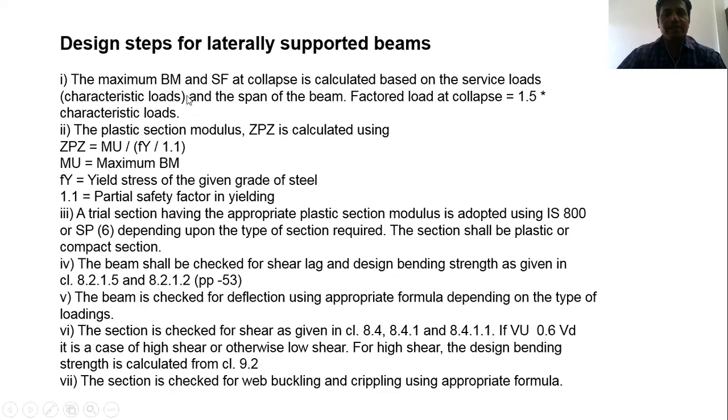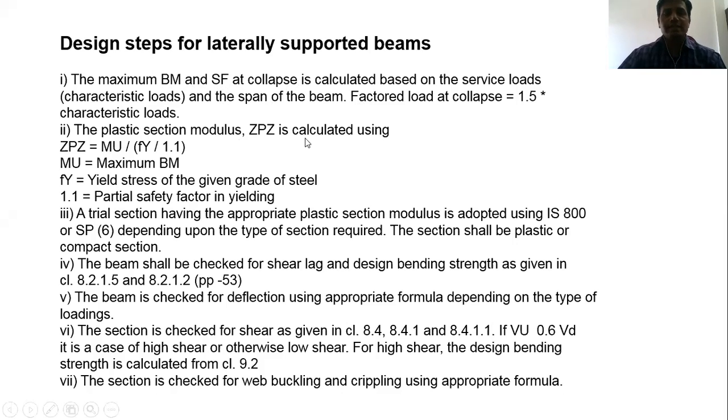Okay, so next is design. I'm just giving a brief of what was already done earlier: the design steps for the laterally supported beam as per IS 800. What is the first step? This is very simple. If the load is given, whether UDL or a point load, read the question very carefully to see whether it is mentioned as a factored or ultimate load. If it is not, we have to multiply by 1.5 to get the factored load. The first step is to calculate the bending moment and shear force, because you have to design for the bending moment and check for the shear.